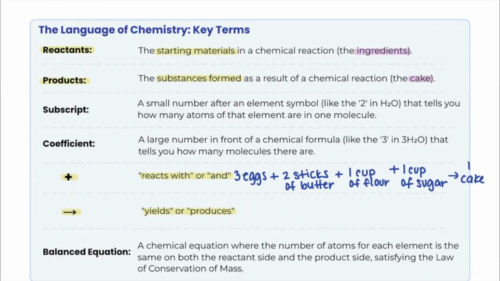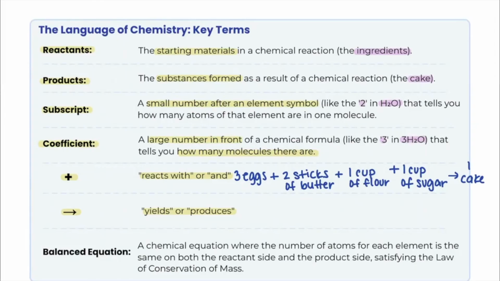But now let's talk about the numbers you see in chemical equations. The large numbers written in front of a formula are called your coefficients, and these tell you how many molecules you have. For example, a 3 in front of the H2O means 3 water molecules. But the small numbers written after an element symbol are called your subscripts. These tell you how many atoms of that element are in one molecule. So for example, the 2 in H2O means there are 2 hydrogen atoms in one water molecule.